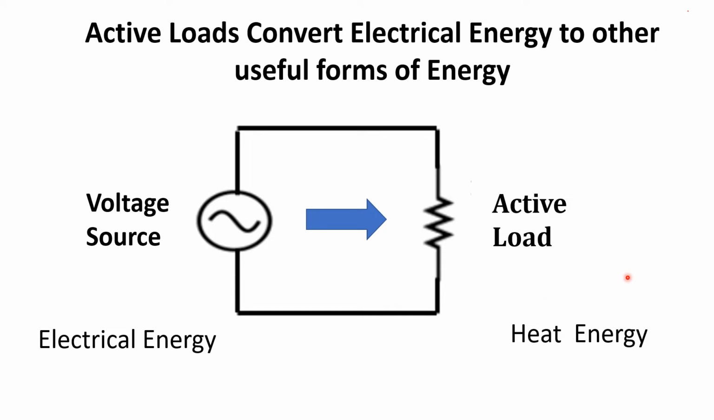In this case, we'll say that the active element I've drawn here is a water heater, converting the electrical energy to heat to produce hot water. I've also placed a blue arrow in the middle of the circuit to depict this continuous flow of energy from the source to the load.